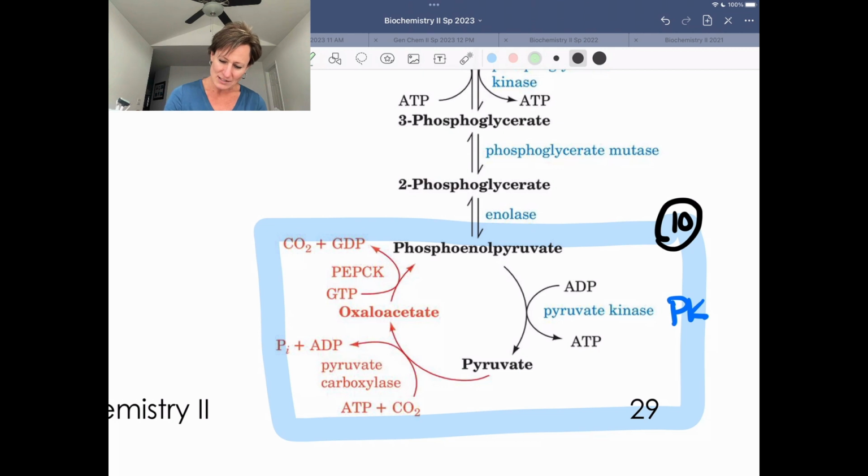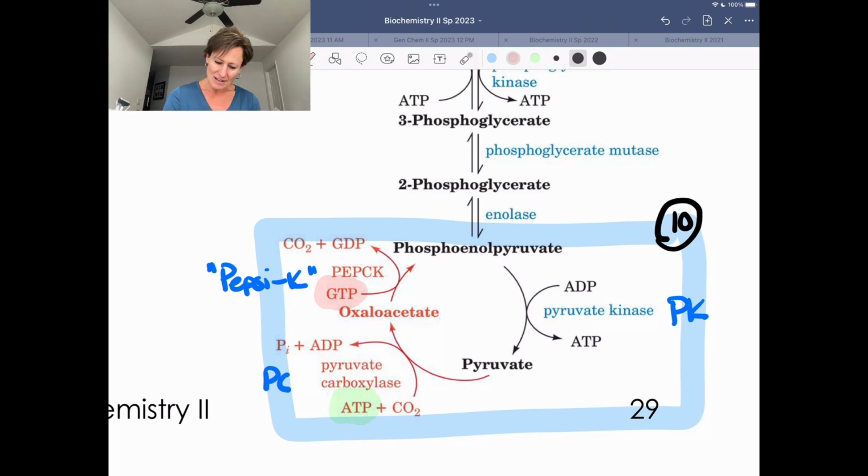So pyruvate carboxylase, again, we're going to call this PC, okay? And then PEPCK, like the soft drink, PEPCK is how you pronounce that. And we're going to see that it is this kind of two-component pathway that requires not only the input of ATP, but we're going to see the input of GTP in the second step. So in another video, we're going to take a little bit of a deep dive into the chemistry that happens with both of these steps.